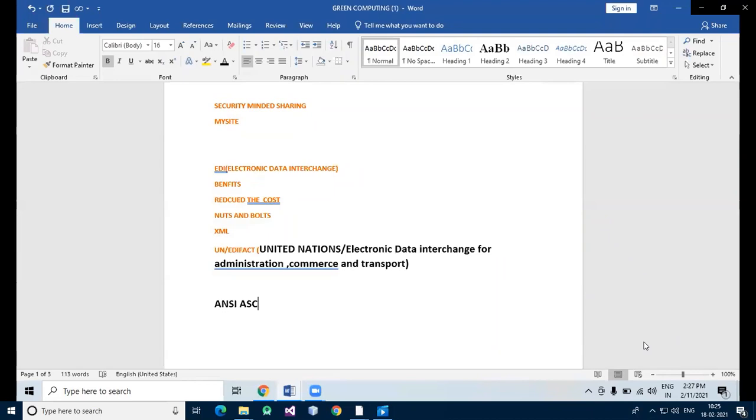Then next is the TRADACOMS standard. This standard was primarily used in the UK retail sector. It was maintained and extended by the UK Article Numbering Association.